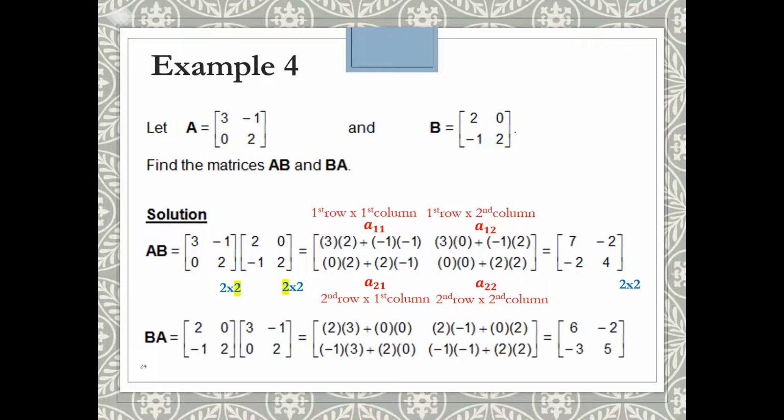For the product BA, the size of this matrix is also 2 by 2, meaning you should obtain 4 elements inside, which are a11, a12, a21, and a22. By doing the same process as what you did for AB, you will get the answer for BA is 6, -2, -3, and 5.